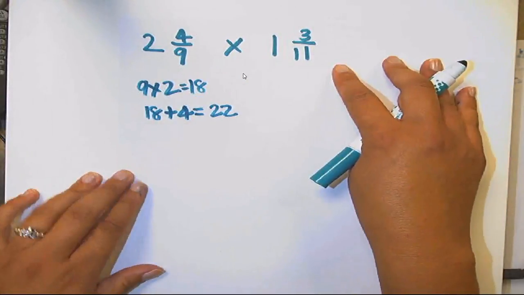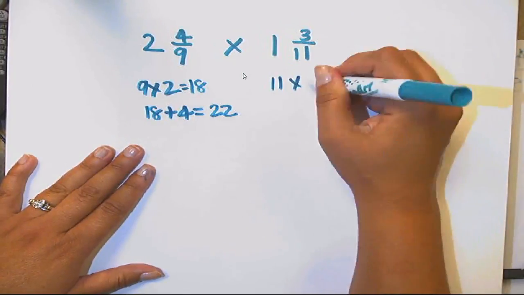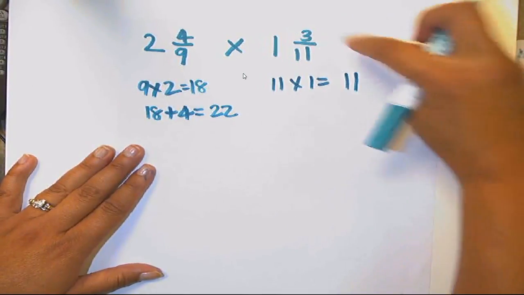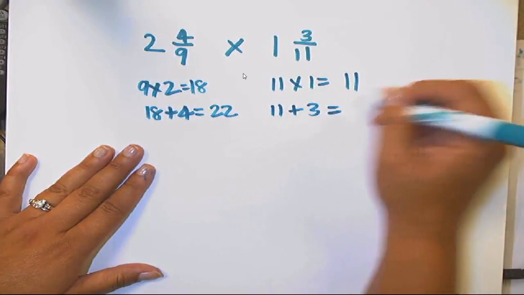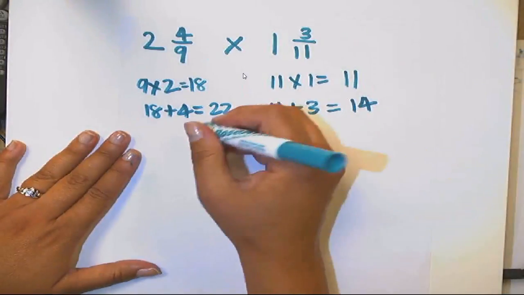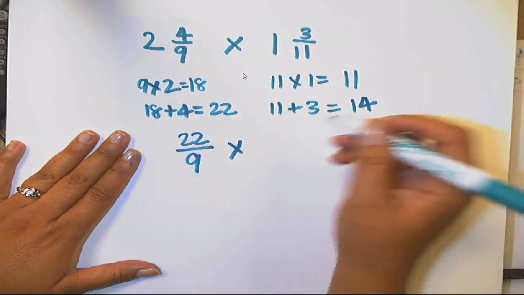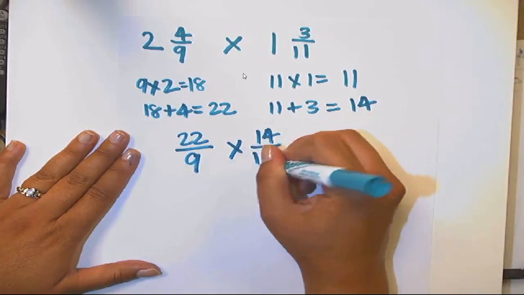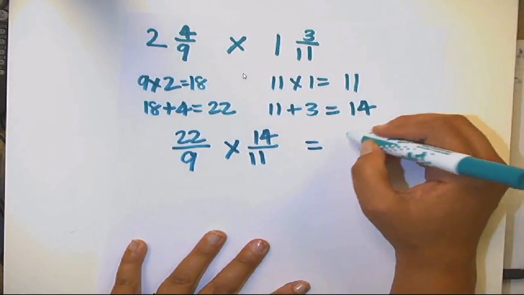Over here, I'm going to do the same thing. Multiply the denominator by my whole number, gives me 11. I'm going to take that 11 and add it to my numerator, 3. So we now have our new numerators. Our fractions turn into 20/9 times 14/11. So now I'm going to multiply my numerators and my denominators straight across the board. And when I do that, I get 280/99.